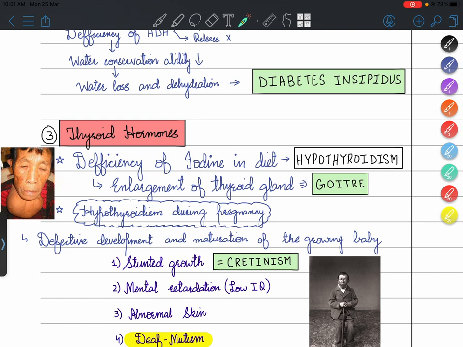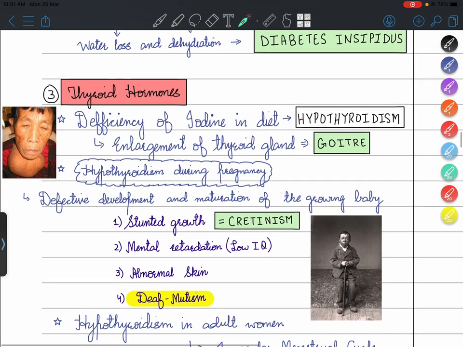If there is hypothyroidism during pregnancy, defective development and maturation of the growing baby occurs. The growing baby is stunted. This condition is known as cretinism. The child has low IQ, is mentally retarded, has abnormal skin, and suffers from deaf mutism.